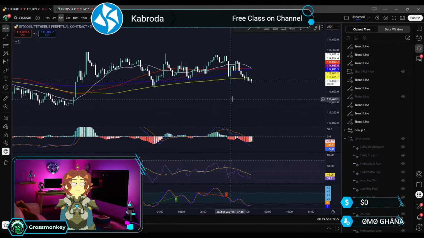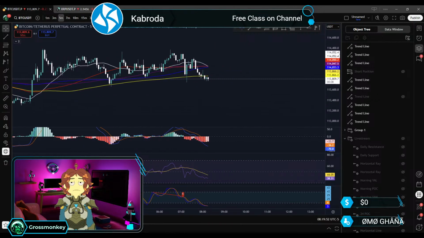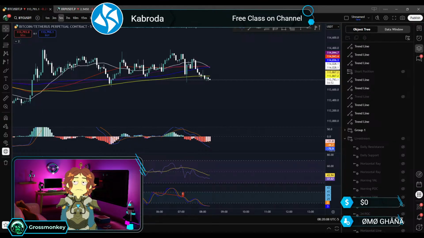Weekly POC is around 113,570. Yeah, it might be. I don't really have it drawn on my charts, but it could be, Maker. I don't have the weekly POC drawn on my charts.